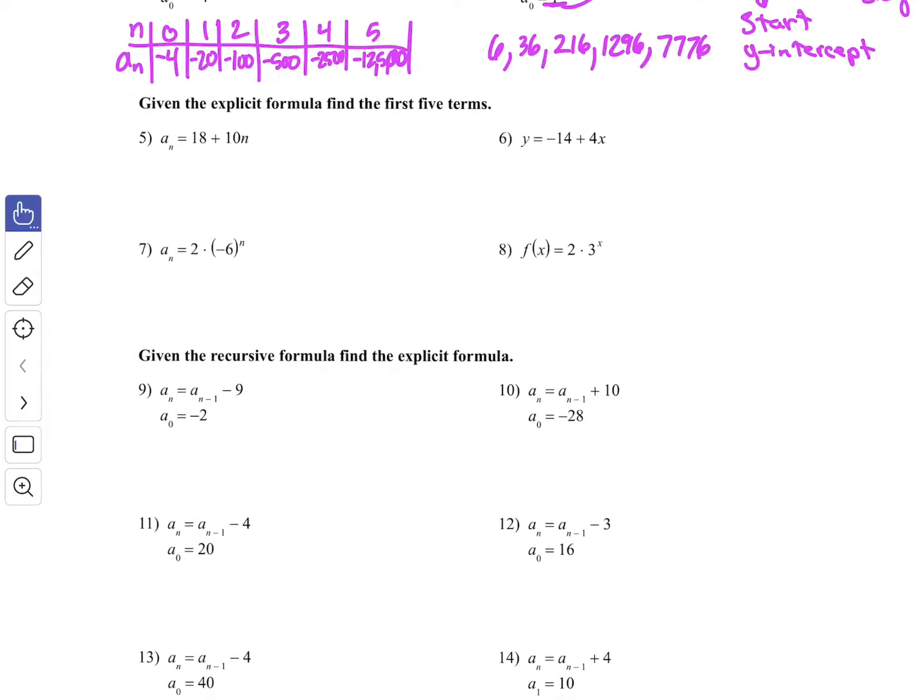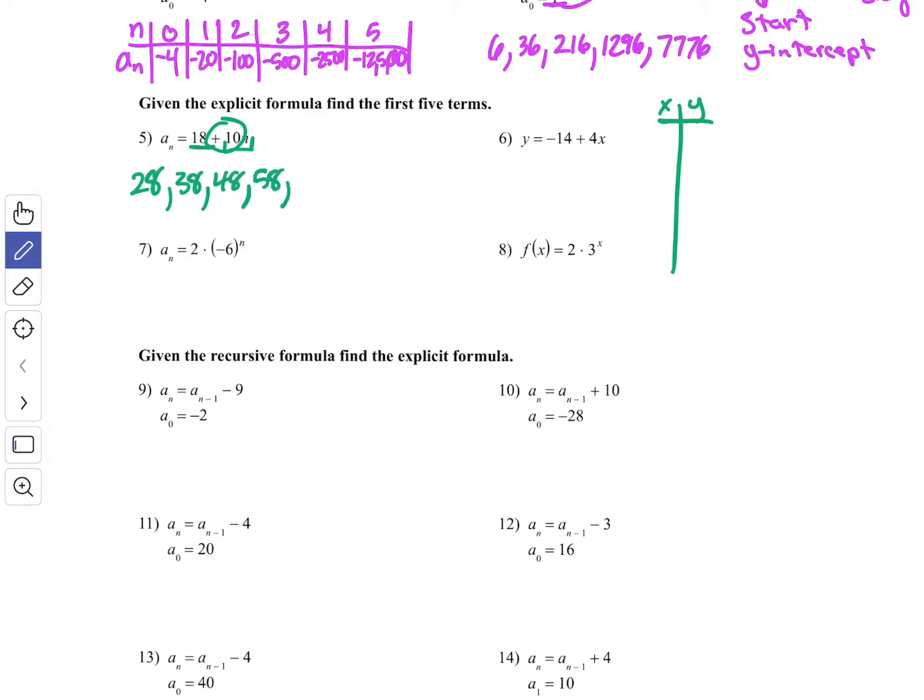Now, what if we're dealing with an explicit? Looking at 5 through 8, same idea. I can start out by making a table, and if I really wanted to, I could even make a table like this. Let's actually do a table for number 6. So I'd have x and y. Whereas if I'm doing the sequence, then I would say my starting is 18, and then I'm adding 10 each time. I know that's my growth because it's with the variable. So my first term would be 28, then 38, then 48, 58, 68, and so on.